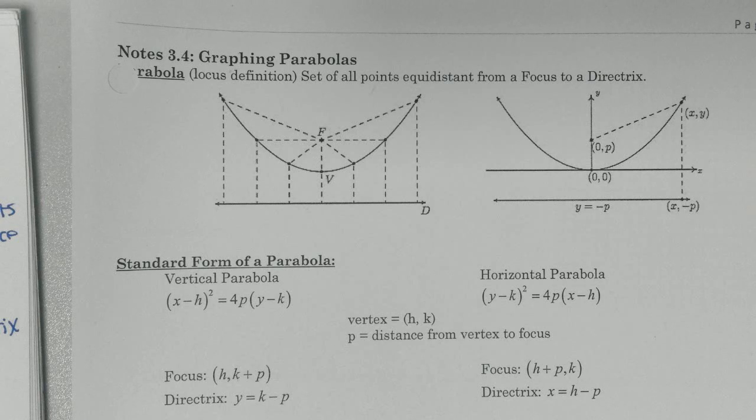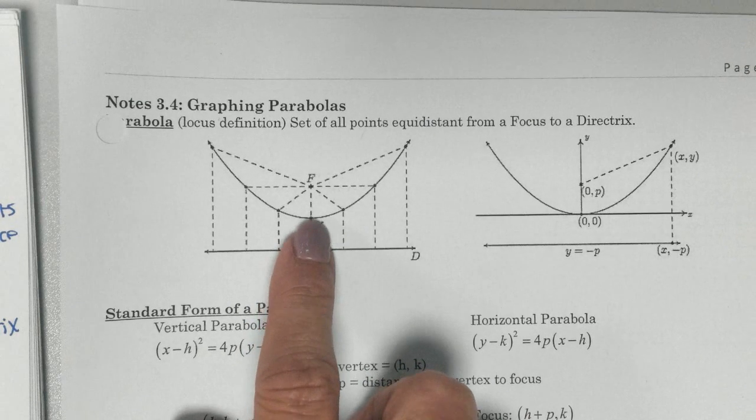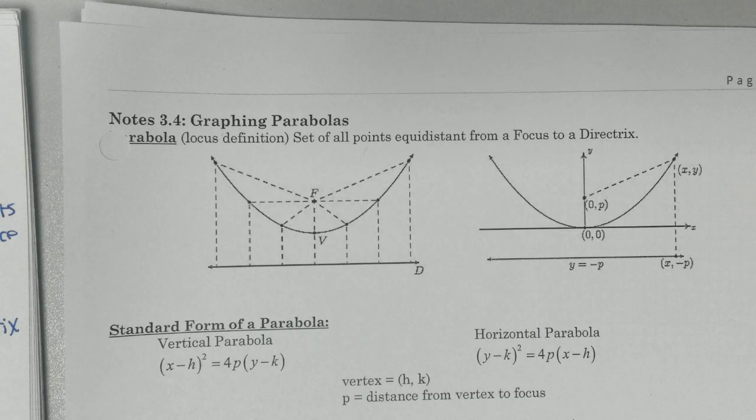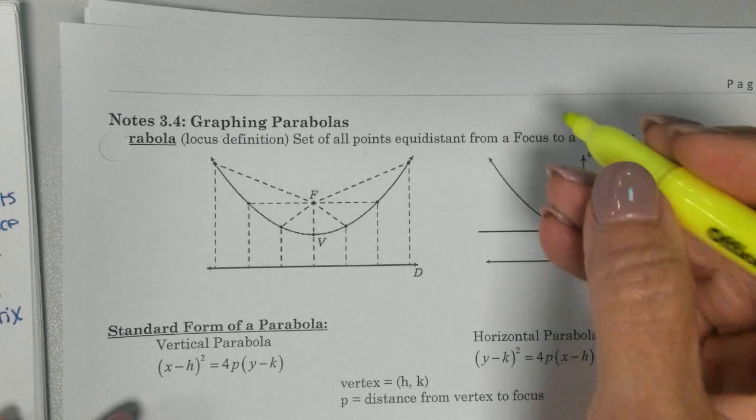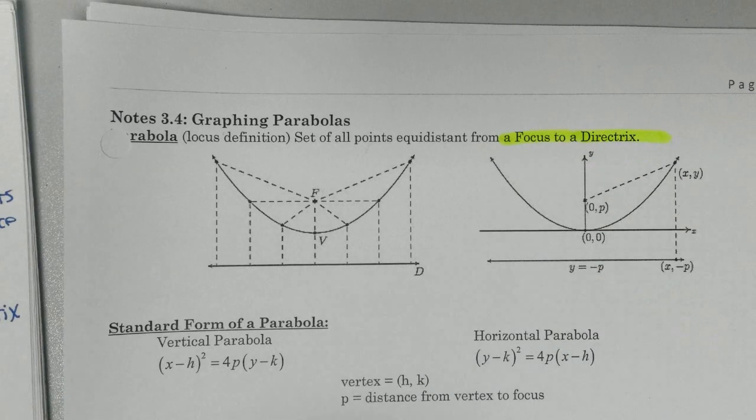There it goes. Okay. So, your definition for a parabola, and this is your locus definition, is the set of all points equidistant from a focus to a directrix. Those are two more terms that y'all aren't familiar with when it comes to parabolas. But your focus and your directrix are super important.